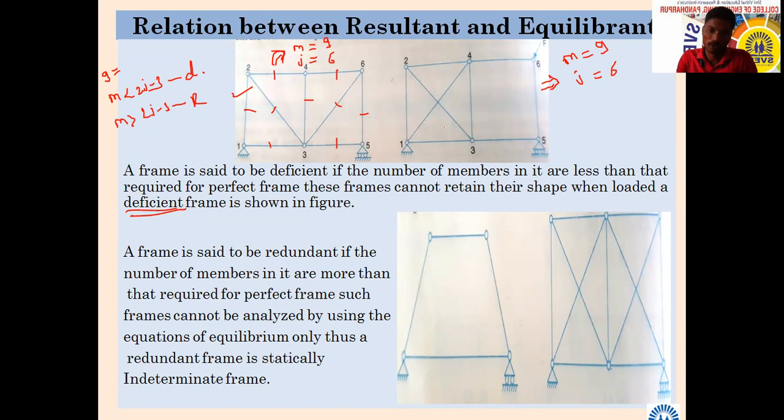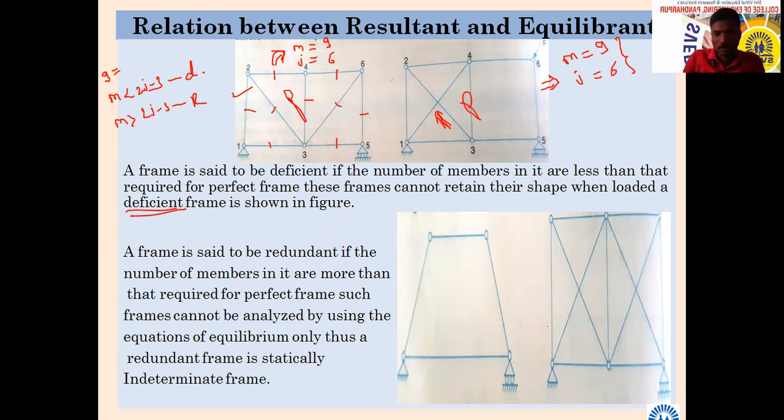So here there is no joint at the center or in the middle. You keep in mind, there is no joint there. So again, this one is also a perfect frame. I will write: this is a perfect frame. This one is also a perfect frame.